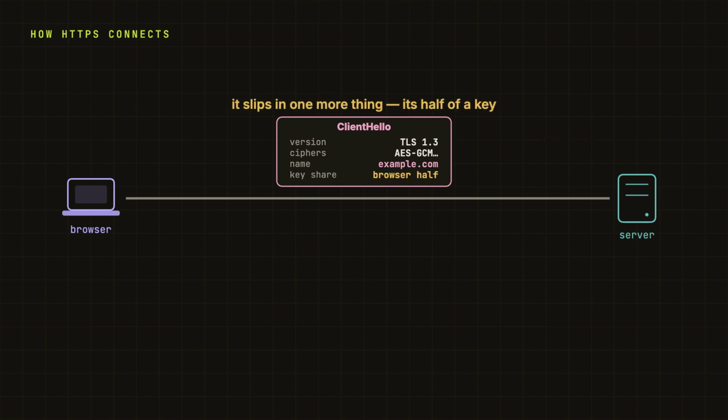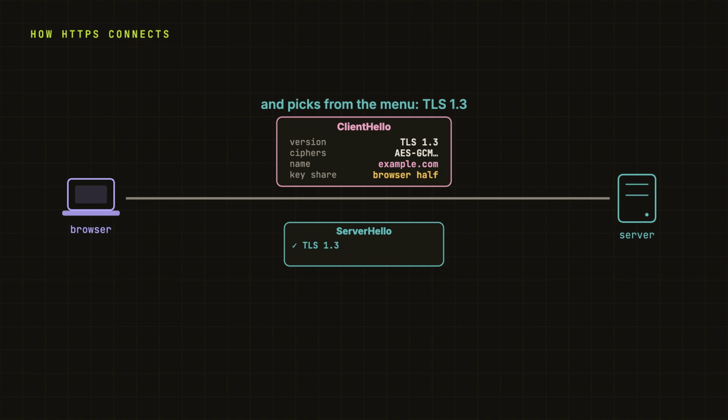It slips in one more thing. It's half of a key. And just hold that thought, because the key part is the important one. And it gets its own section in a minute. The server writes back, the server hello, and picks from the menu. TLS 1.3, and here is my half of the key. So at a high level, the browser proposes, the server chooses.